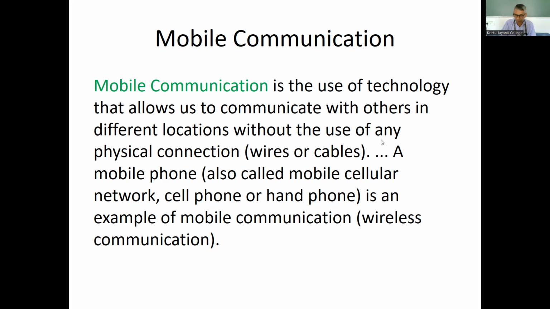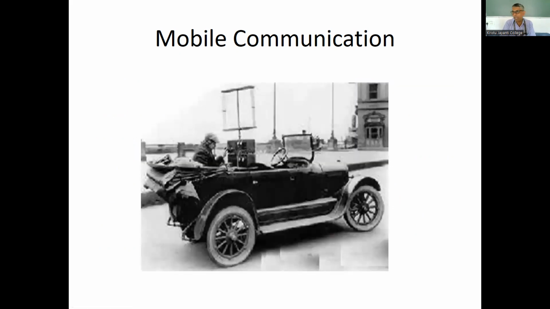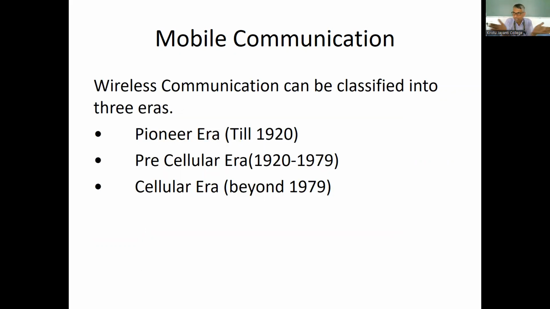When we go back to the history, we can classify it into three eras. So here I'm just telling about wireless communication. Please remember, before this wireless communication, there was a telephone communication. Those days it was used through wire, but this is a communication we started without a wire. So it has been classified into three eras. Till 1920, we call it the pioneer era. From 1920 to 1979, we call it the pre-cellular era. Then after 1979, we call it the cellular era.